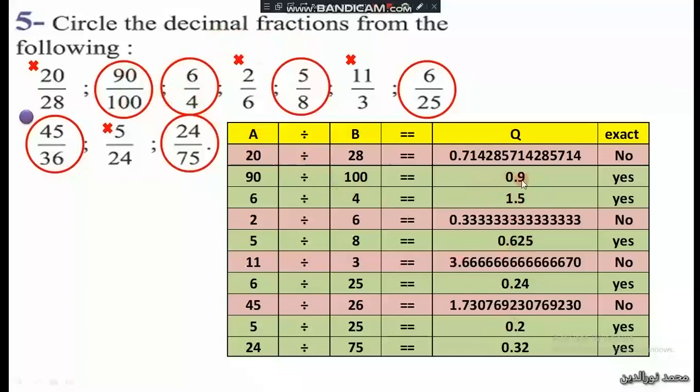We have 0.9, 1.5, 0.625 or 625 thousandths, 24 hundredths, 2 tenths, and 32 hundredths. On the other hand, for the crossed fractions here, the quotient is not exact.